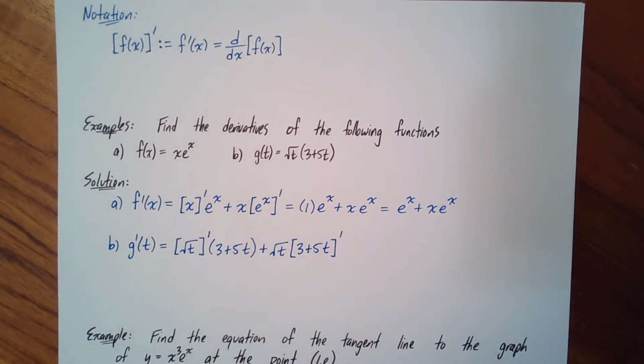All right, so now you kind of see the pattern. What does this do? It breaks it down so that you still have derivatives left. We're not done, but the derivatives we have now are no longer products. They fall under the rules that we learned in section 3.1. We can differentiate the square root of t, and we can differentiate 3 plus 5t, no problem.